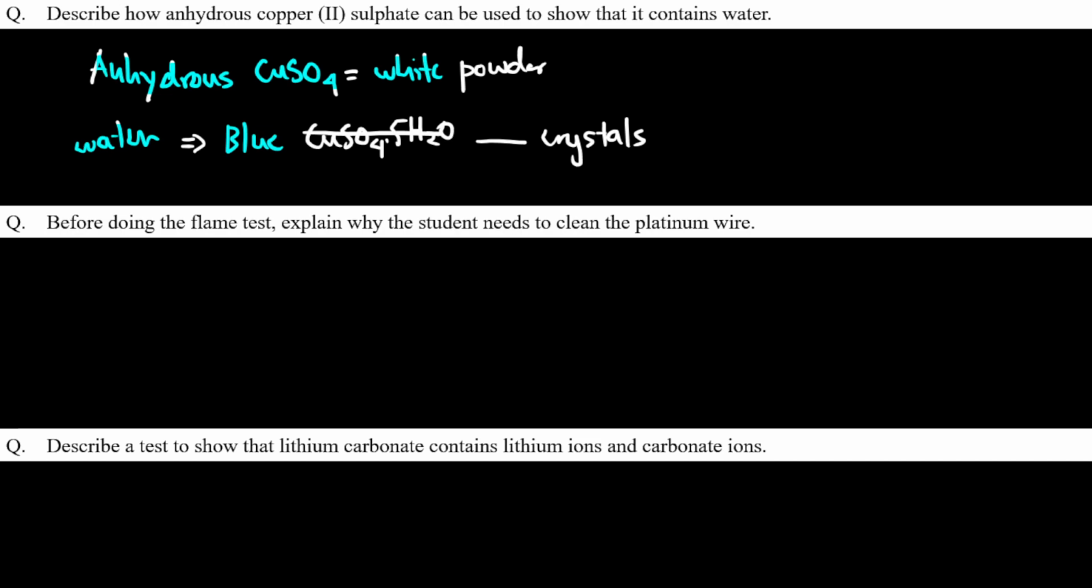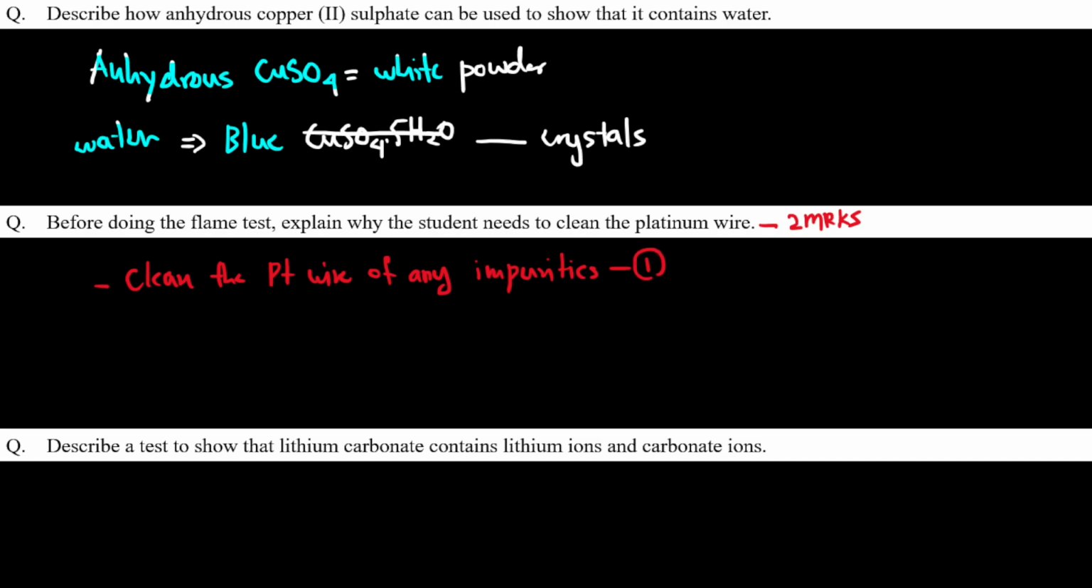Now another question that is commonly asked before doing a flame test, why does the student need to clean the platinum wire? Okay, so the student needs to clean the platinum wire. This usually carries around 2 marks. So the student needs to clean the platinum wire because first, to clear or to clean the platinum wire of any impurities. Alright, so you get 1 mark for mentioning this, but let's try to score another.